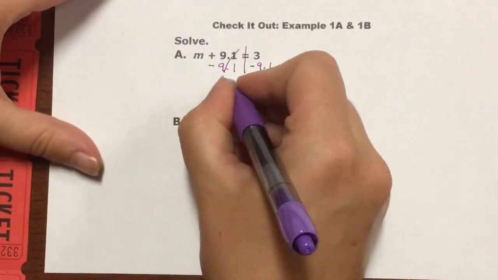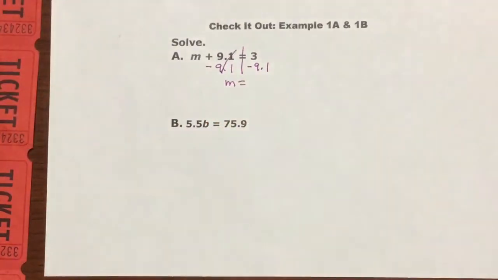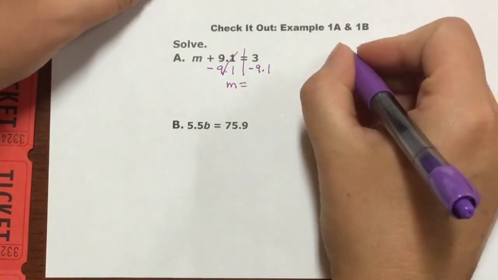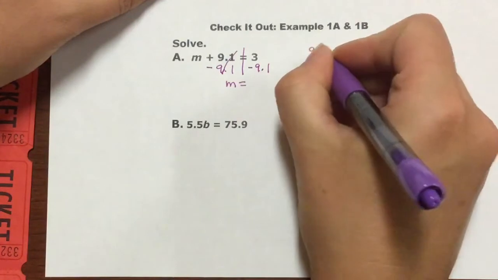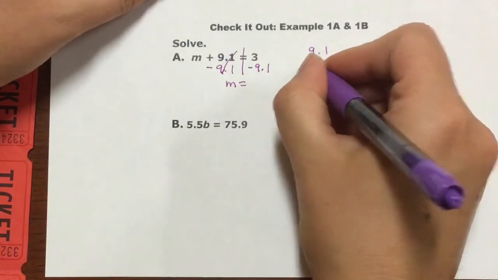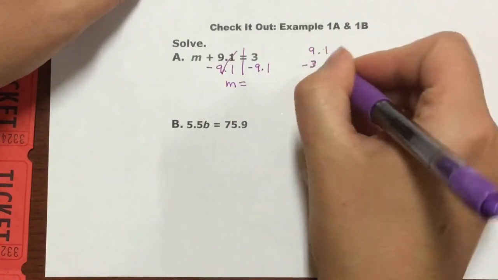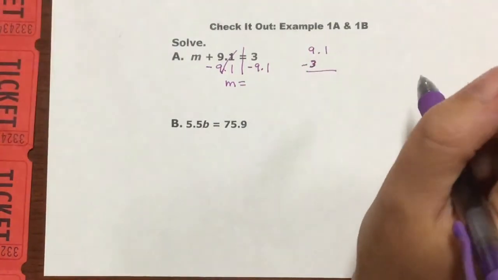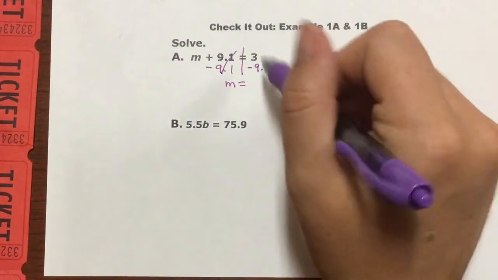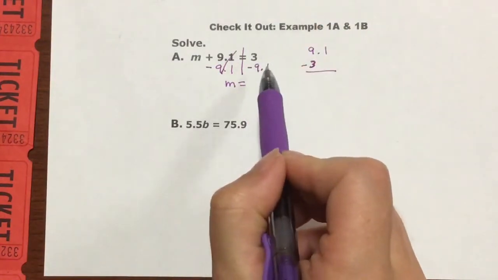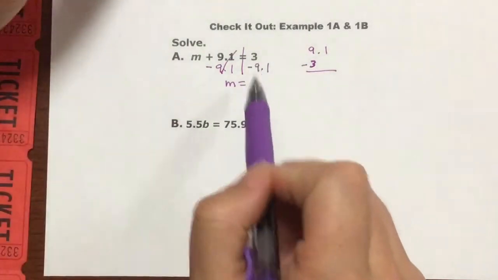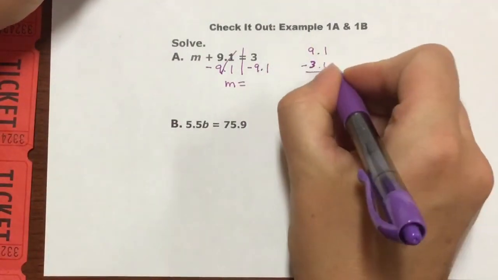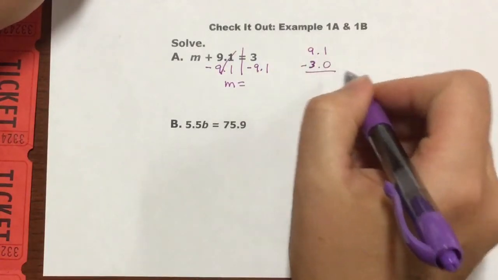We're going to be left with m equals, and then we just need to do this. I'm going to do this on my scratch paper. Go ahead and do these little things by hand because it's good to use your brain. Don't use a calculator. All right, so here we go. We are going to be subtracting. This is positive and this is negative, and the signs are different, so we're going to take the difference of these two. All right, so we have 9.1 minus 3.0.